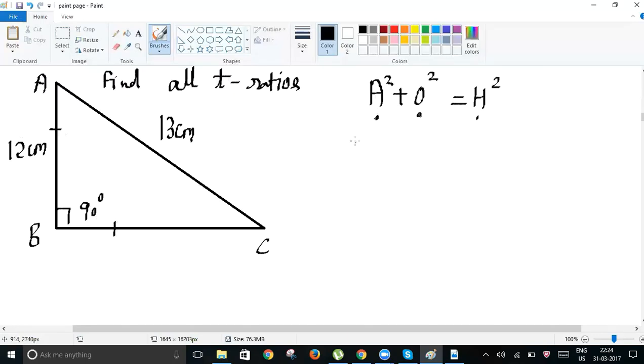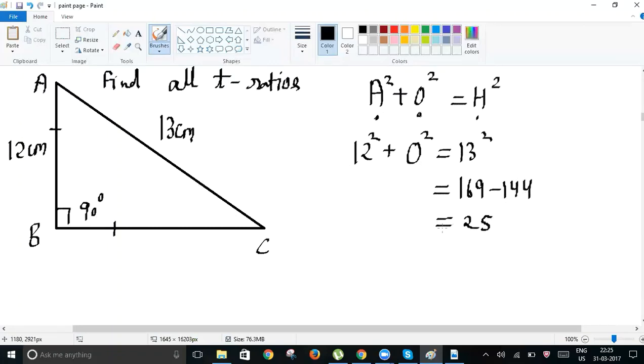This is 12 squared, this is 13 squared. What is 13 squared? 169. And what is 12 squared? 144. If we transfer, it will become minus. 25. So O is what? 5 centimeters. So the last side, the third side, can be taken as 5 centimeters. Are you understanding?